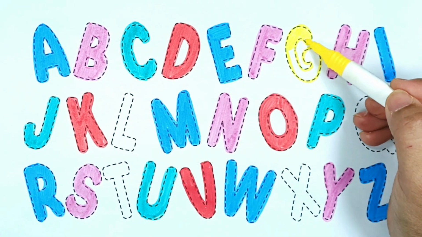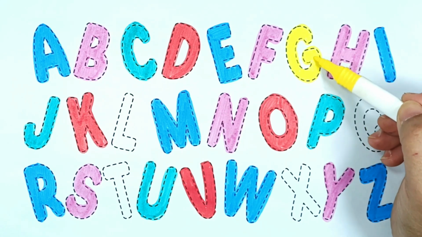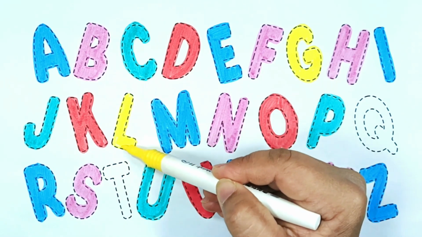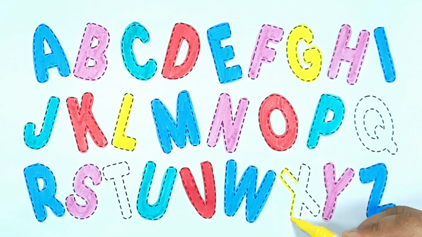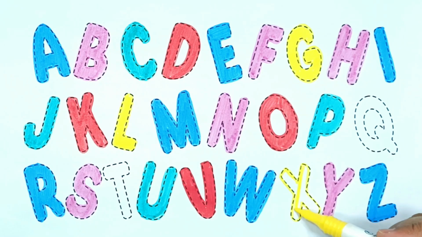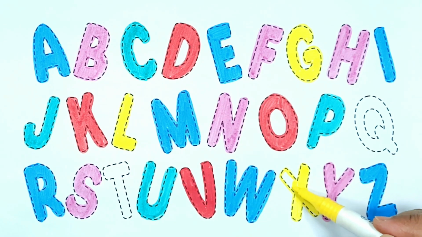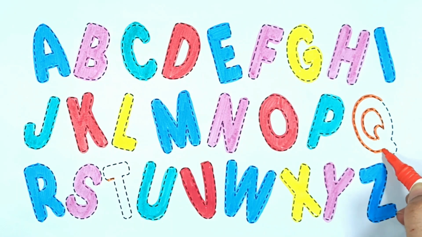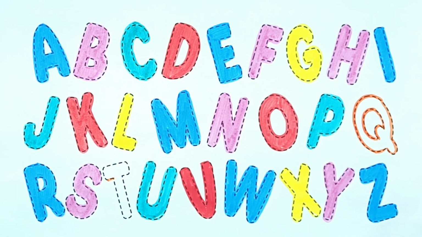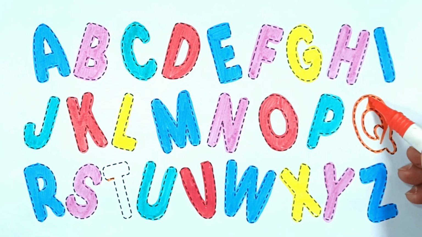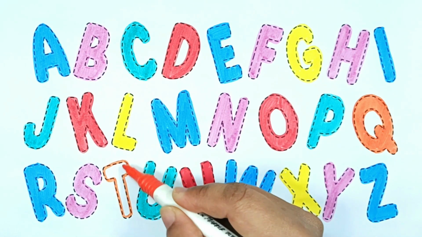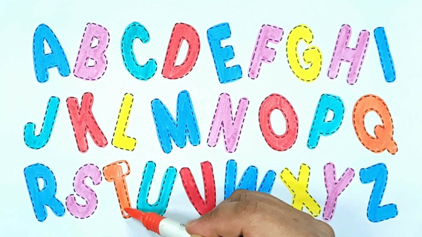G. G for glass. L. L for lamb. X. X for xylophone. Q. Q for queen. T. T for train.